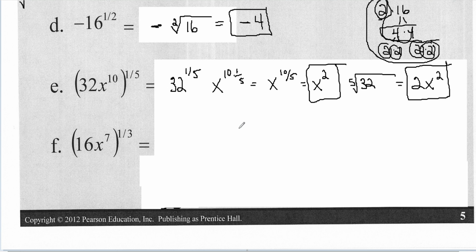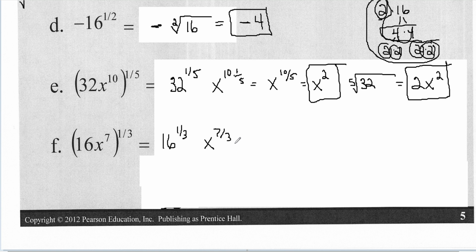Okay, here we'll move on to F. And I've got this monster here I'm dealing with. So let's see here. I'm gonna break this up. Remember, we're writing it in radical notation. So I'm going to have what here? I'm going to have 16 raised to the 1/3 times x to the, and this is the power rule now, right? So this is going to be multiplied to the 7, so that would make it 7 over 3.